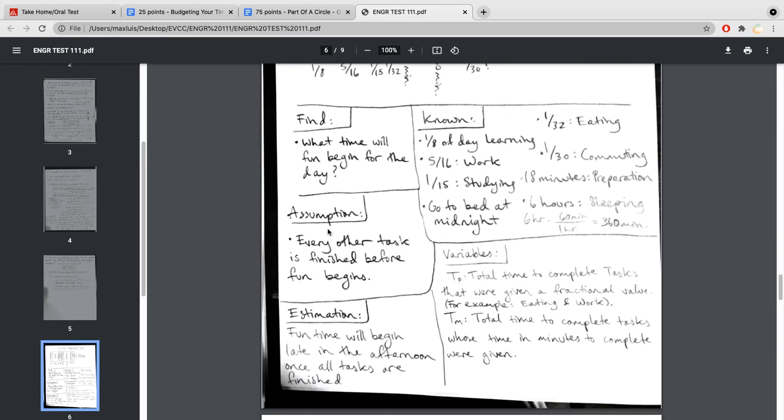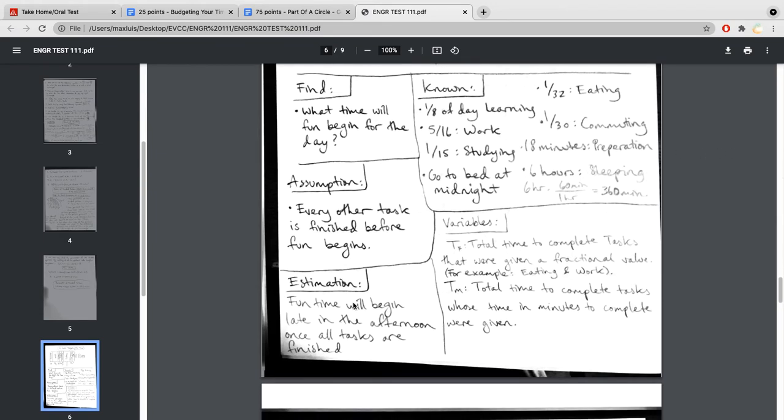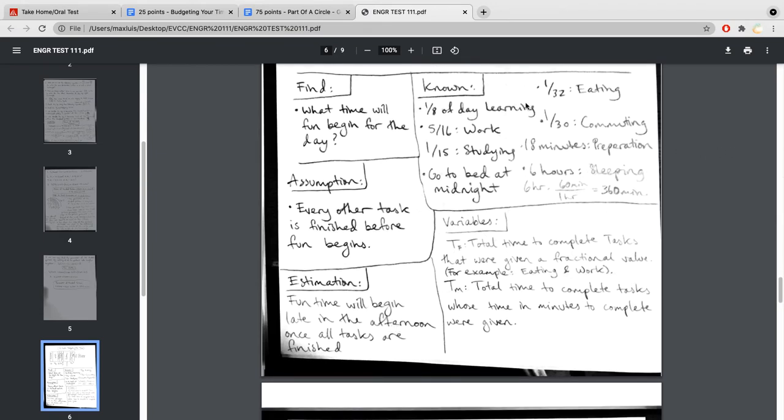Actually, I think I have it in my assumption right here. So every other task is finished before fun begins. So starting at midnight, every other task is finished, and then fun begins, and then midnight. And then sleep, tasks, fun, midnight, and then we continue on and on. As an estimation, fun time will begin late in the afternoon because you're adding up all these tasks. There's 6 hours here, there's going to be a bunch more hours here, so my guess is that fun time will begin later in the afternoon.